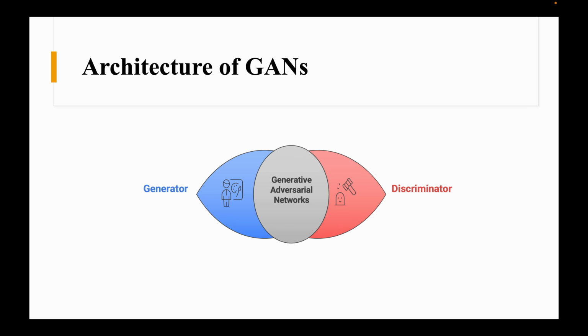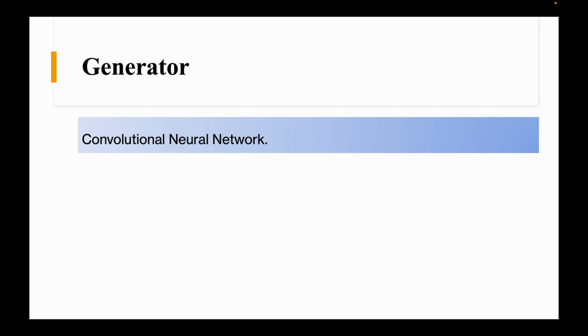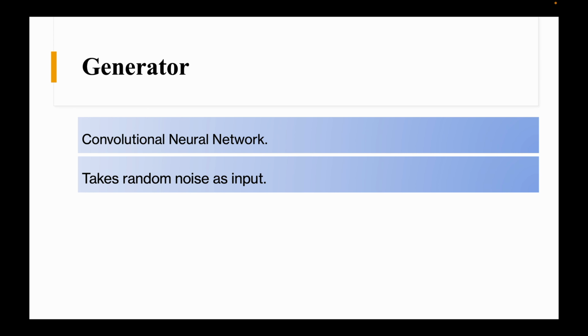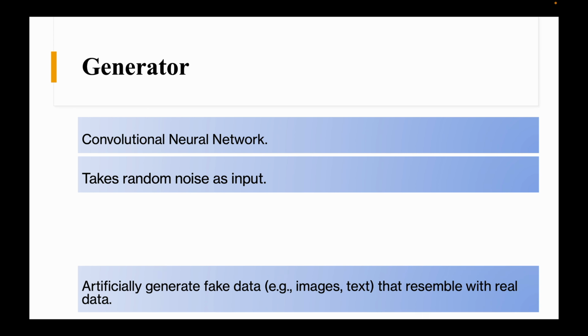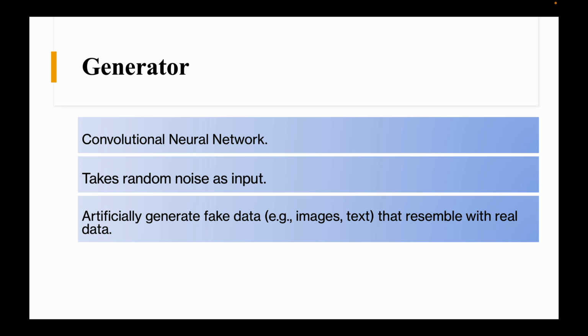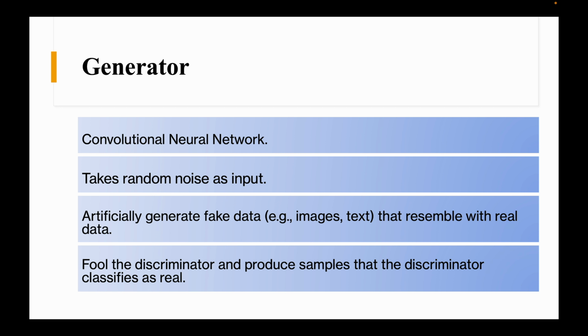Architecture of GANs. In order to understand GANs, we must first understand the two models, that is Generator and Discriminator, which work together to create realistic data. Now let's understand what the generator is. The generator is a convolutional neural network. The generator takes random noise as an input. The goal of the generator is to artificially generate fake data, like an image or text, that resembles real data. Its objective is to fool the discriminator and produce samples that the discriminator classifies as real.